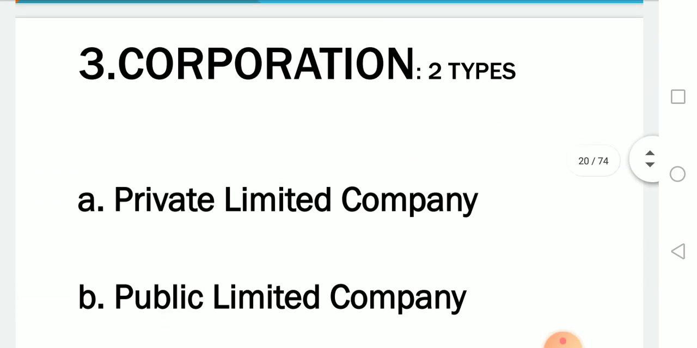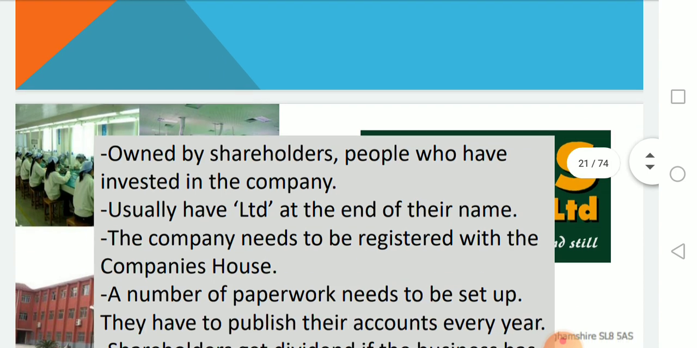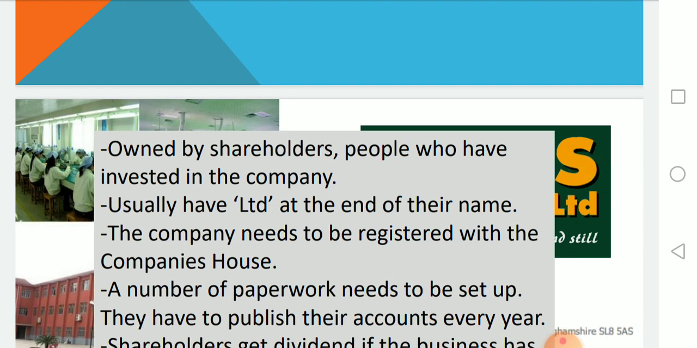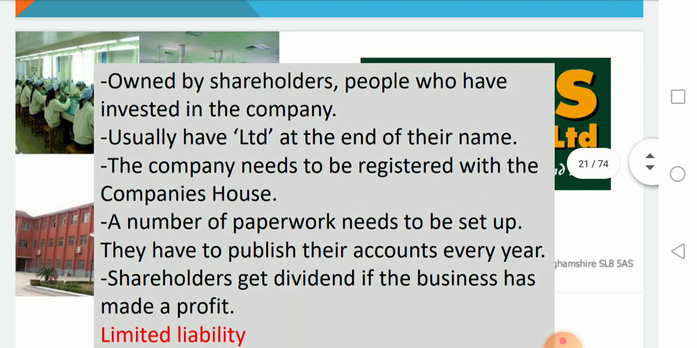I have two types of corporation. We have private limited company and public limited company. So we have private and public. When I talk about the private, this means that it's owned by whom? The shareholders, people who have invested in the company. They usually have the abbreviation LTD, which is limited, at the end of their names.